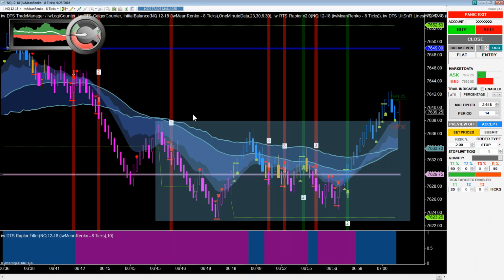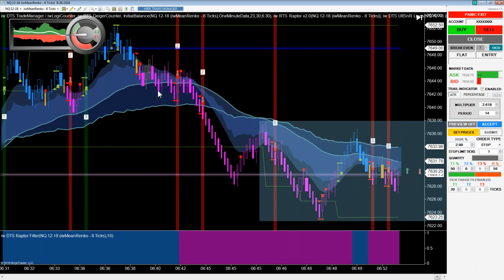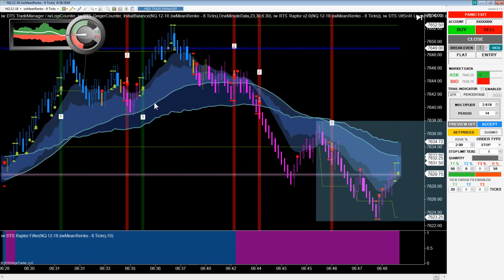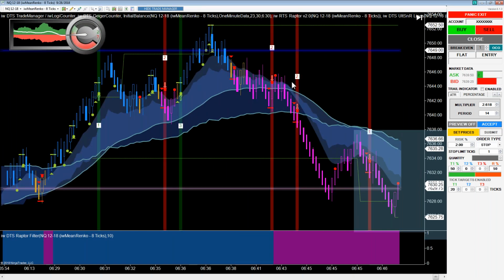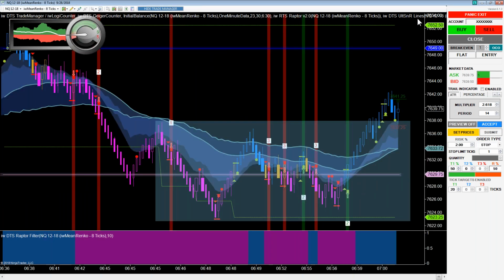Could be a little dodgy though, because I think this is also where the sellers kind of kicked in. So somewhere here around the 76.45, it looks like they got a little constipated, and we're actually just below that level right now.